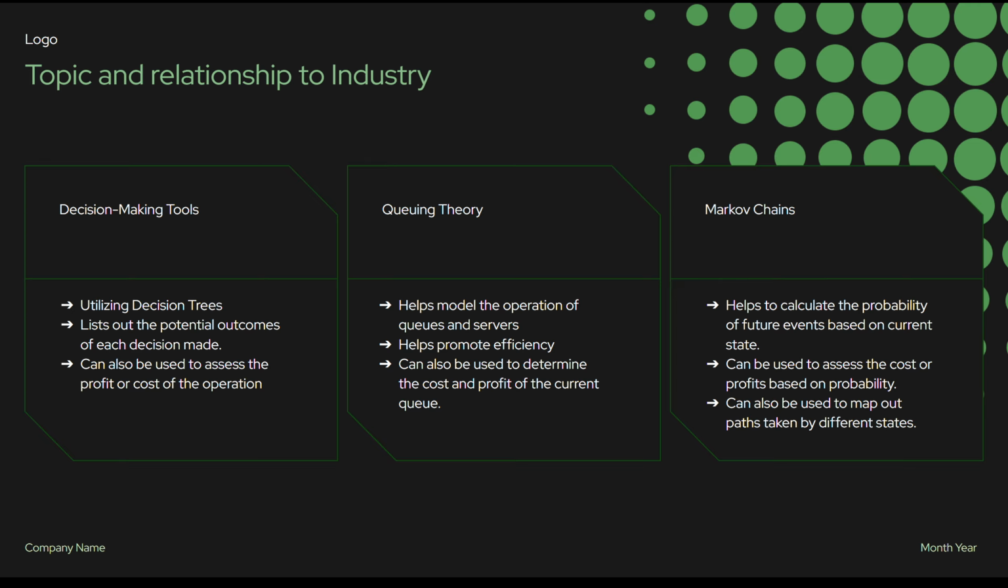Next up is Markov chains. They're essentially more probability based, and they help to calculate future events in regards to the current state that we are given. They're also able to be used to assess costs and profits based on the probability, and they can also be used to map out paths taken by different states. What we mean by that is the outcomes that each of the probabilities can relate to, in a way that each state can be connected to one another through probabilities.